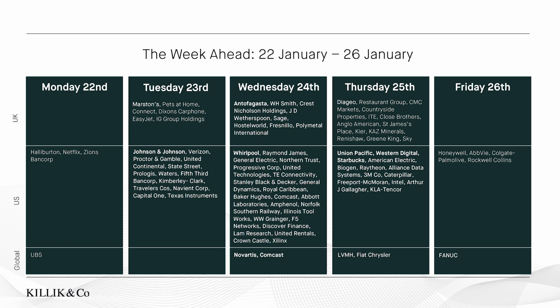Moving on to the week ahead, as I said, things are starting to get a bit more busy now. It is the fourth quarter reporting season, so we do have a number of companies reporting next week. In particular, we're watching out for Johnson & Johnson, the healthcare company. We're also watching out for Antofagasta, the copper mining firm, as well as Diageo, the drinks giant, Union Pacific, and also Starbucks.